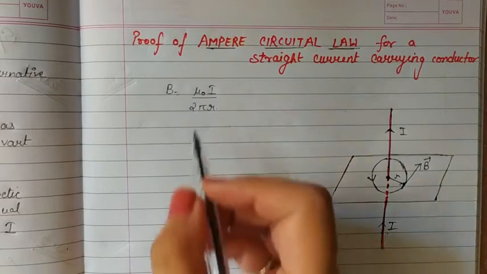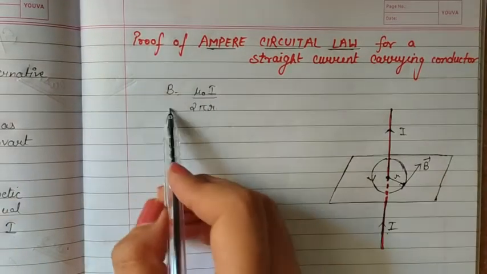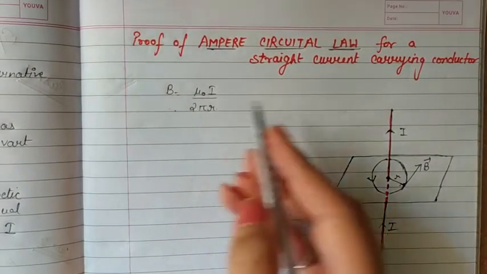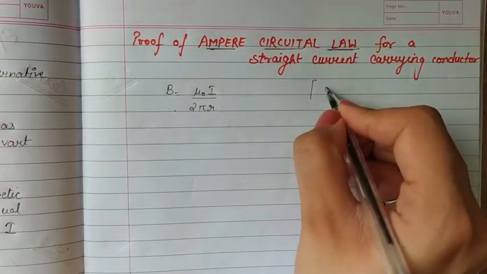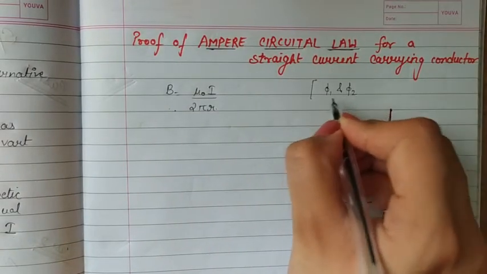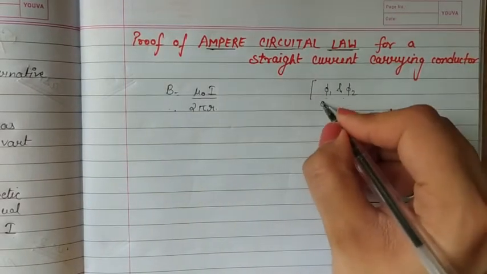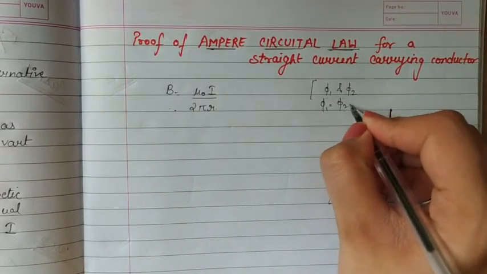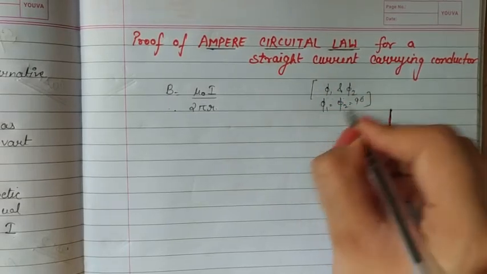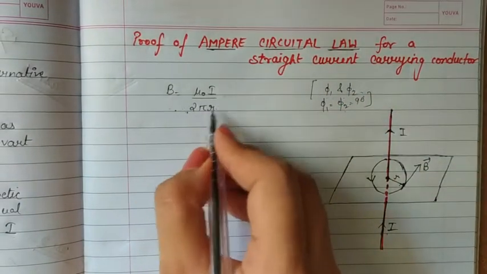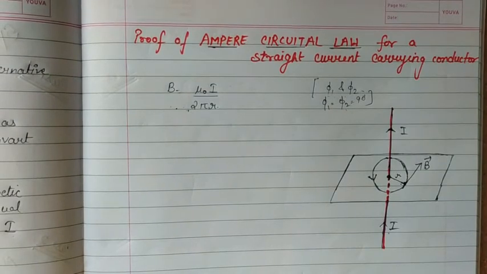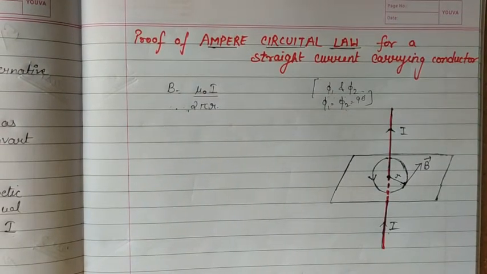This result we have already derived in the previous video, where we get the answer in terms of phi 1 and phi 2 for a long straight infinite wire, and for an infinite wire this phi 1 and phi 2 will become 90 degrees. So by applying this, we can find the result B is equal to mu naught I upon 2 pi r using Biot-Savart law for a straight current carrying conductor.